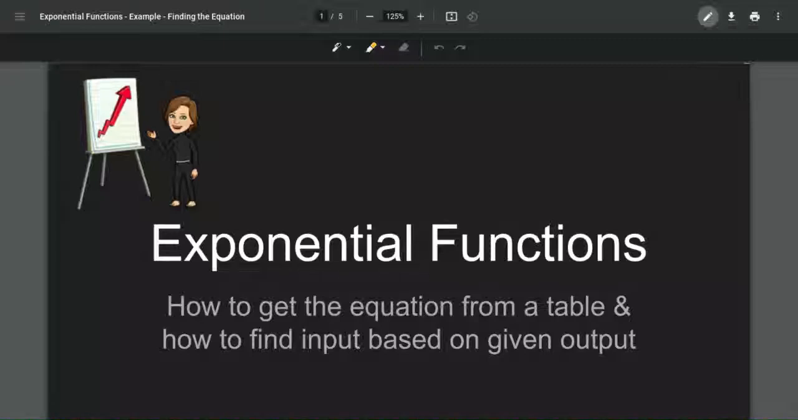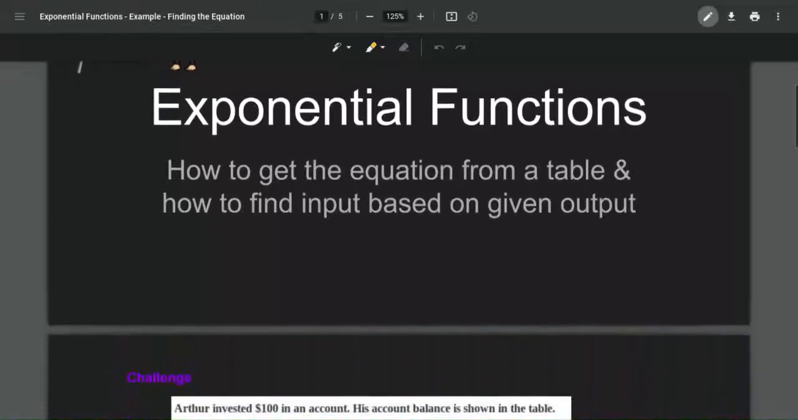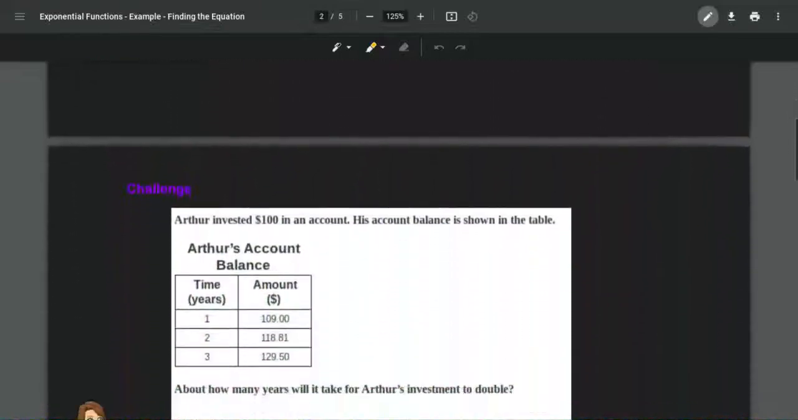Let's look at one problem as a good example for doubling our income. This is an exponential function, and the question was how to, first of all, get the equation from a table and how to predict after how many years our money will have doubled.